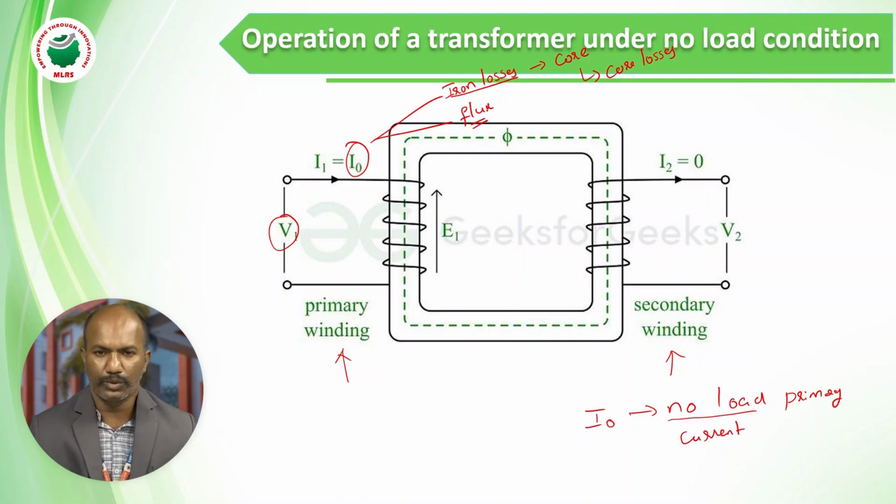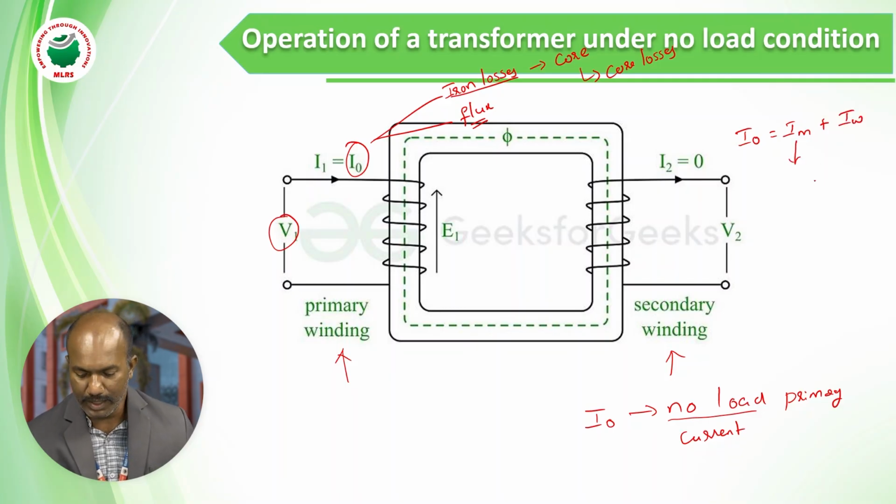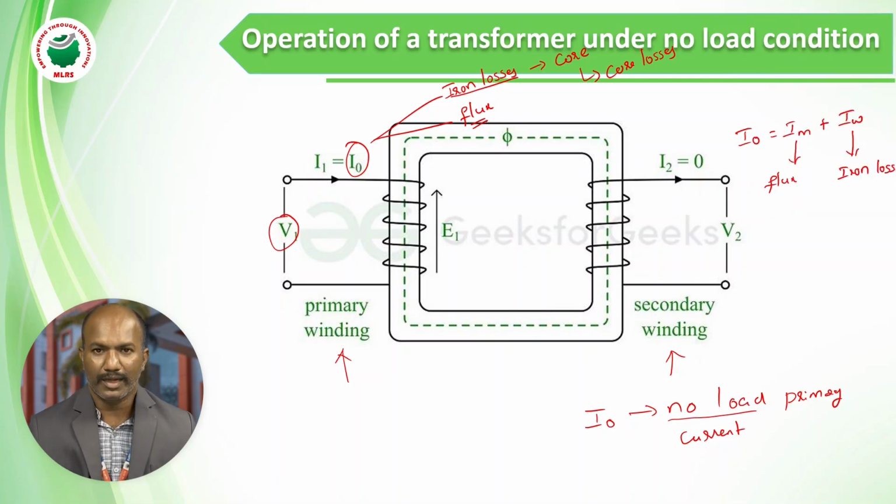So I0 has two components. Overall, I0 is nothing but Im plus Iw. One component, Im, is used to produce flux in the transformer, and the purpose of Iw is to meet iron losses in the transformer core. This is what happens when the transformer secondary winding is not connected to any load. Only I0 is flowing in the primary winding. Since the secondary winding is not connected to any load, the current flowing in the secondary winding is 0.